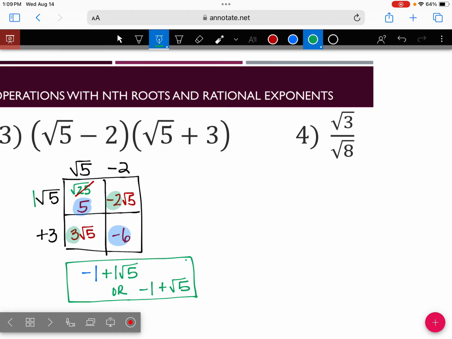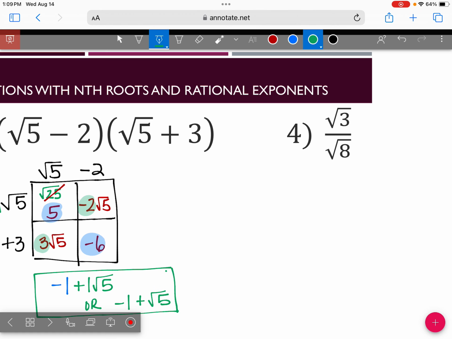All right, let's look at number 4. So we have division. So remember when we did Appendix 7, we talked about how you can't have an I in your denominator? It's the same thing with the radical. You cannot have a radical in your denominator. So in order to get rid of the radical, we're going to multiply top and bottom by the radical.